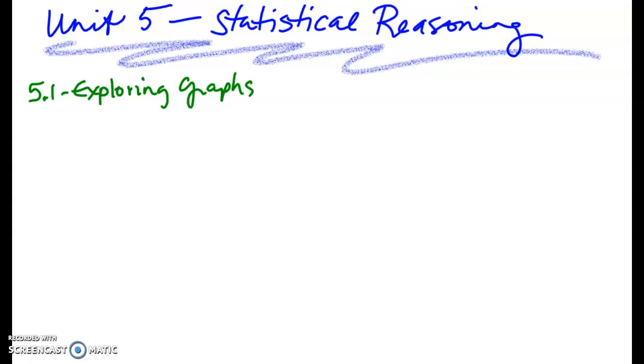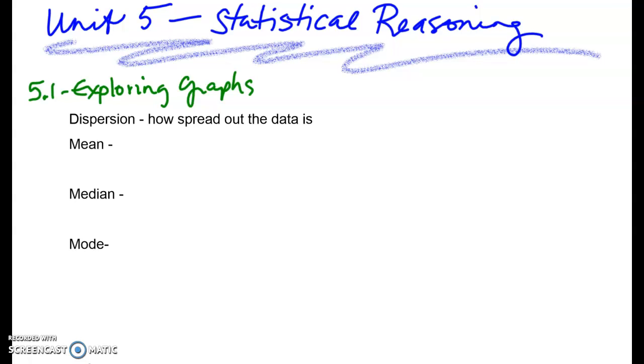Okay, grade 11s. Here's our quick Unit 5. For the first little bit, I'm just going to review what you already learned with Mrs. Edwards. With her, you did 5.1 and 5.2 and 5.3. So 5.1 was about exploring graphs. You talked about dispersion. That's how spread out the data all is.